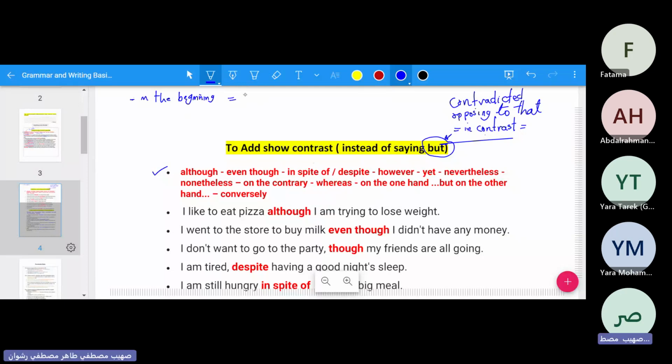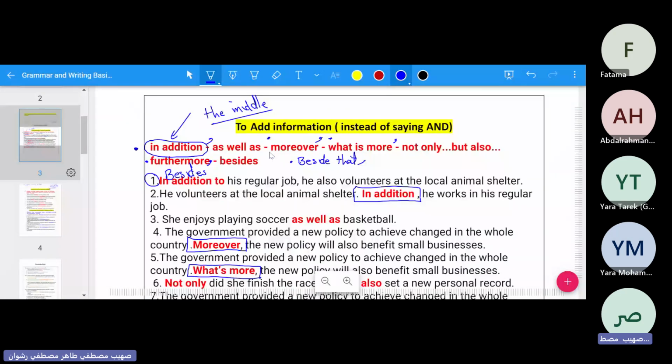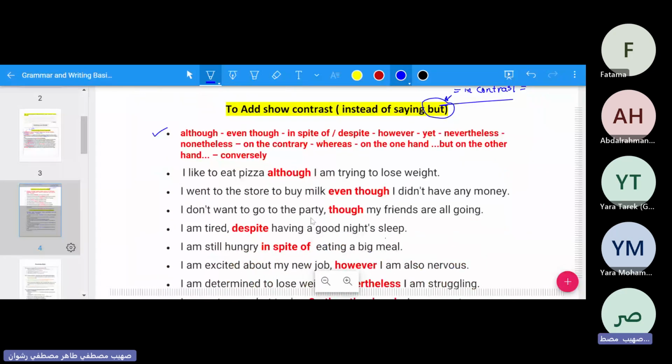it means the comma is in the middle between the two sentences. Okay, if you use the conjunction in the middle, we will use the rule as we did with the conjunctions of addition, like moreover, in addition to, what's more, furthermore, besides that, and so on, except, yes, Abdurrahman?